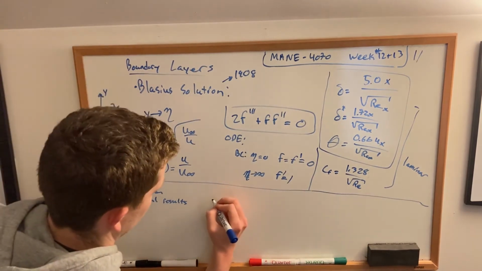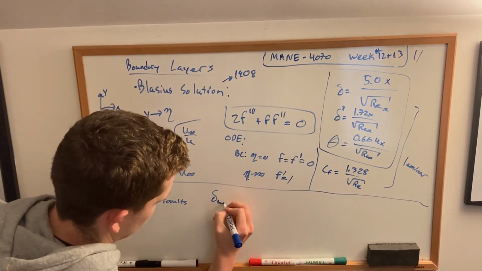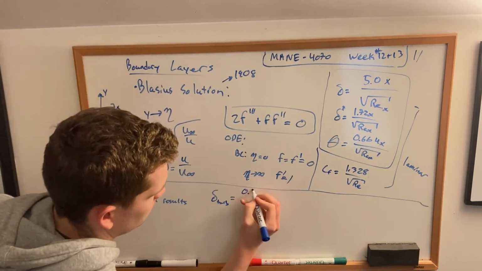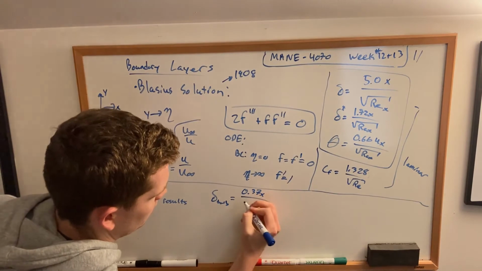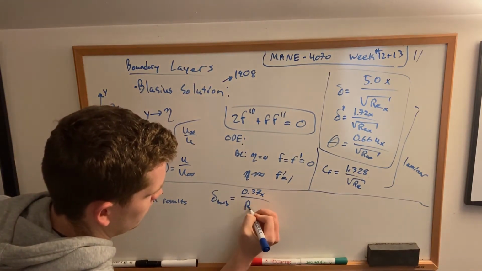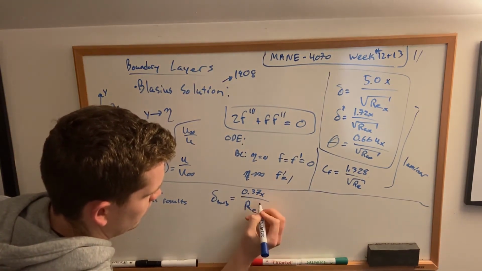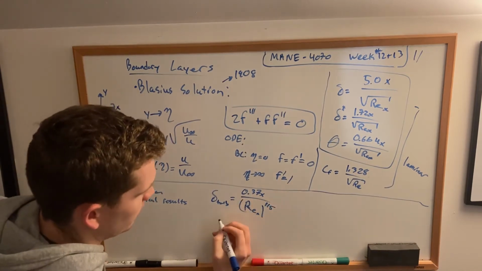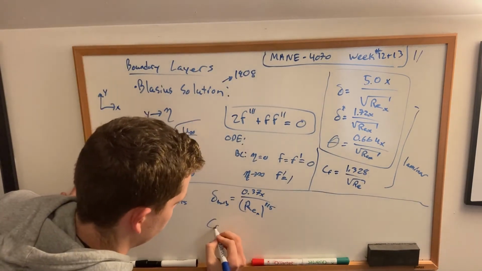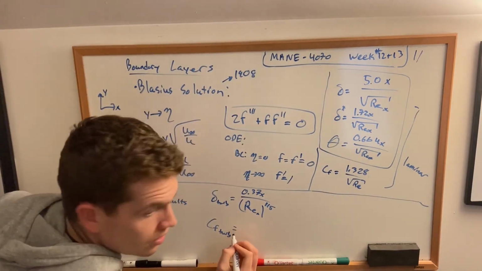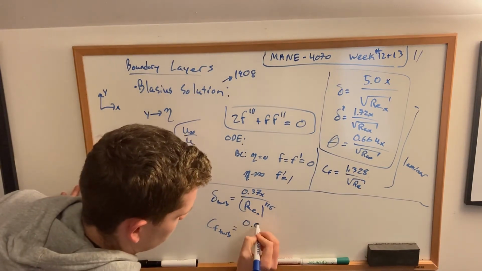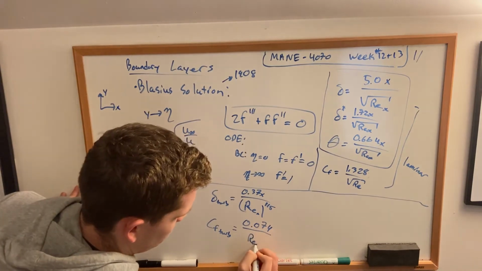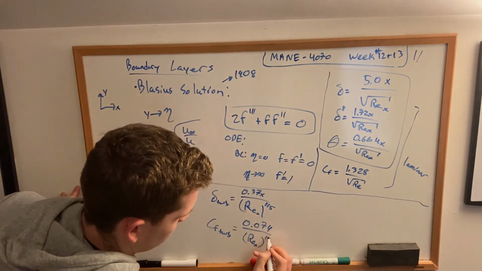So the turbulent boundary layer thickness is given as 0.37x over Reynolds number with respect to x raised to the 1/5. And then the turbulent skin friction is given as 0.047 over Re x again to the 1/5.